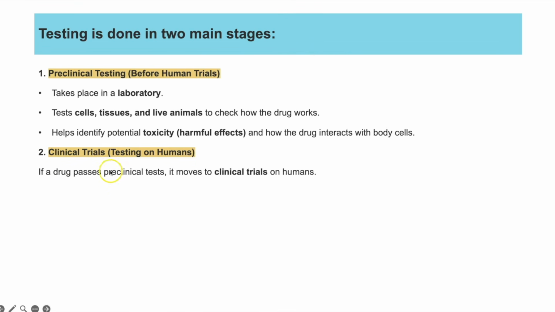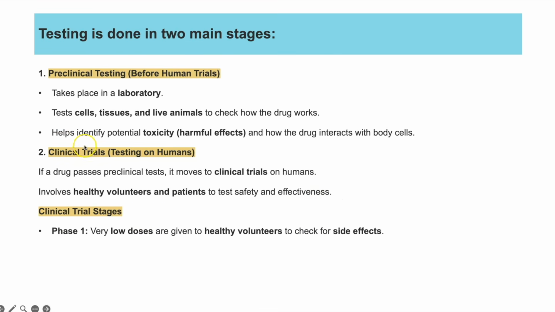So once it's past the animal and cell stage, which is preclinical testing, then you test on humans. So this involves testing healthy volunteers and also small groups of patients as well to test, is it safe on humans, and also is it effective? So these clinical trials on humans, so testing on humans, are split into different phases.